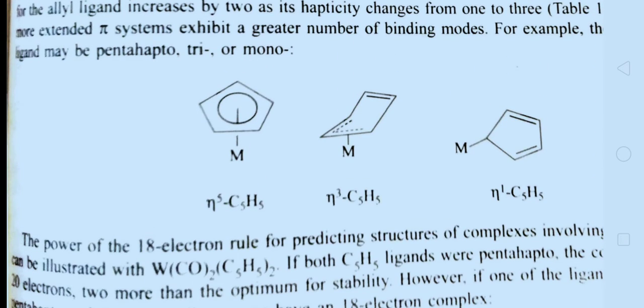There are some examples with the cyclopentadienyl group. It can be written as eta 5 C5H5, eta 3 C5H5 and eta 1 C5H5, depending upon the number of atoms of the ligand attached to the metal atom. There are 3 types of hapticity shown by the cyclopentadienyl ring.